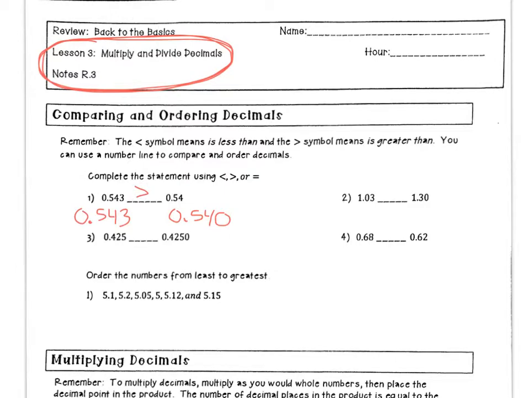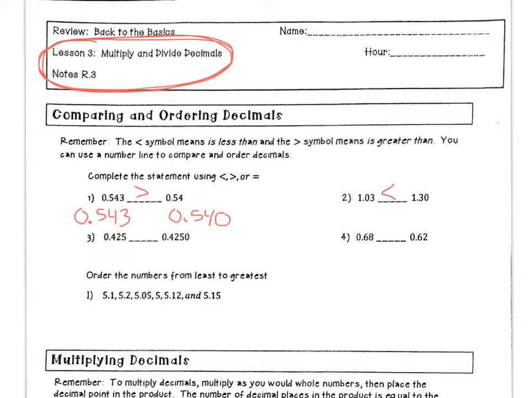All right, looking at number 2. This goes to the hundredths place, and so does this one. So they have the same number of decimal places, same number of digits to the right of the decimal. So we can compare. When I compare, I just ignore the decimal. 103 compared to 130, well, 103 is less. So once I have the same exact number of digits to the right of the decimal, then I can kind of just ignore the decimal point.